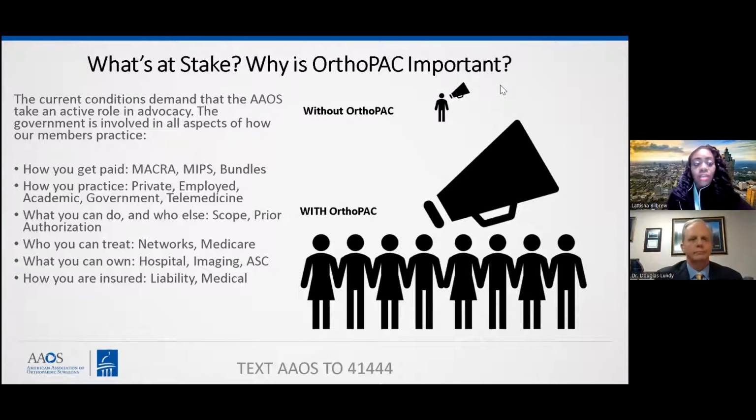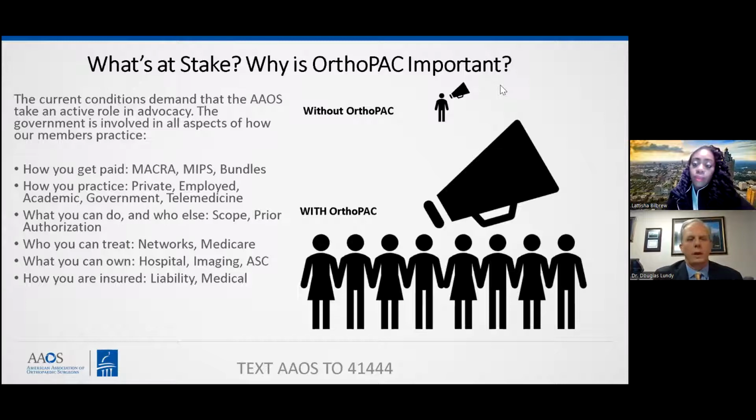So it affects how we get paid, whether that's in private practice, the employed model, the academic model, or the government model; what we can actually do on a daily basis, and who we can treat; our insurance companies; what we can own, whether you're working as a small business; how we're insured. So in your own words, what is at stake, and why is the Orthopac so essential to us as orthopedic surgeons?